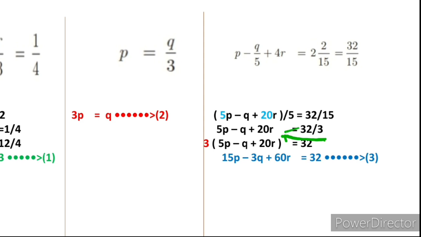3 into 5p minus q plus 20r is equal to 32. So we get, multiply 3 inside, what happens? 3 into 5 is 15, plus into minus is minus, 3 into q is minus 3q, plus into plus is plus, 3 into 20, 60r is equal to 32. We get the equation 15p minus 3q plus 60r is equal to 32. Let it be equation 3.